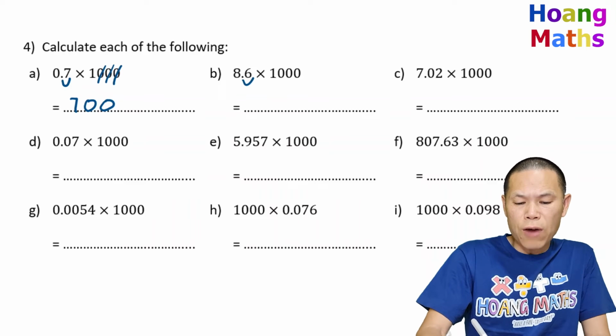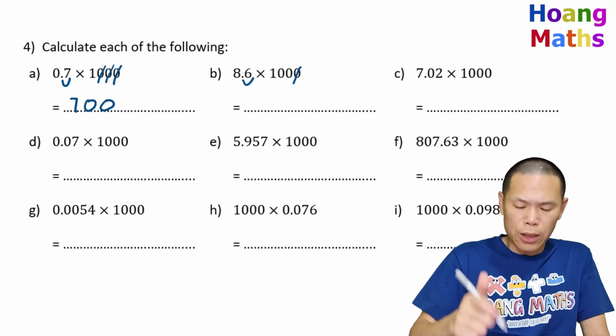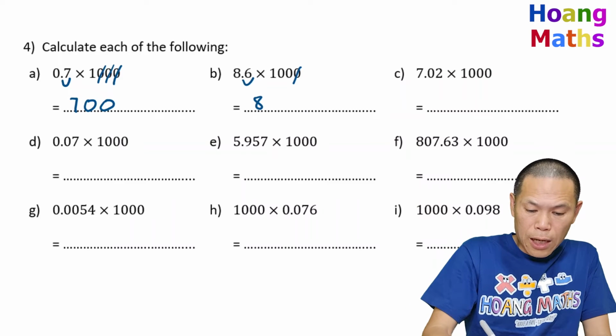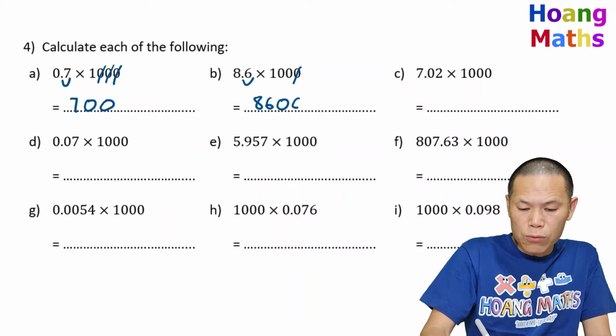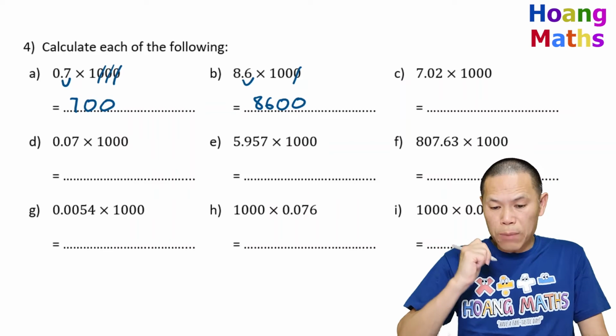We move 1 to the right. We cancel that. So it becomes 86 times 100. So the answer is 86 and add 20. So there you go. And 7.02 times 1,000.